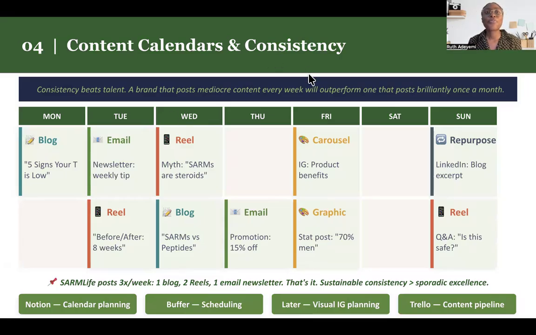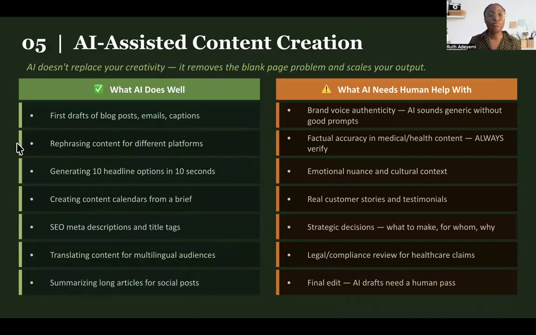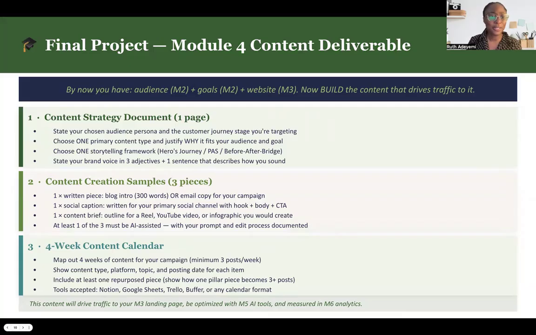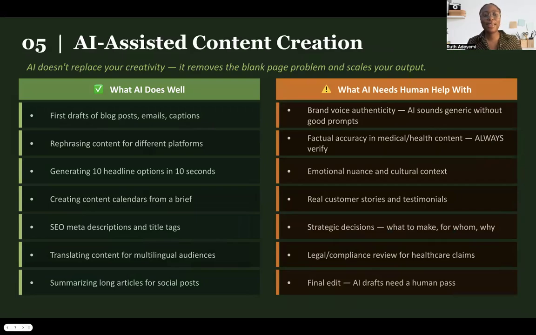So now, remember content calendar and consistency. I know that, oh, no, not too fast. Where are we going? Come on. No. You're moving too fast.